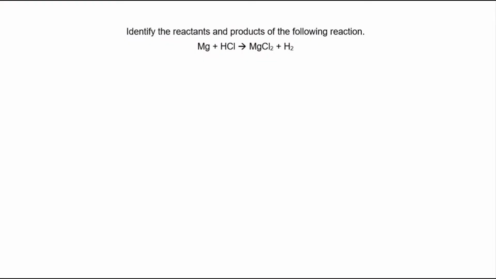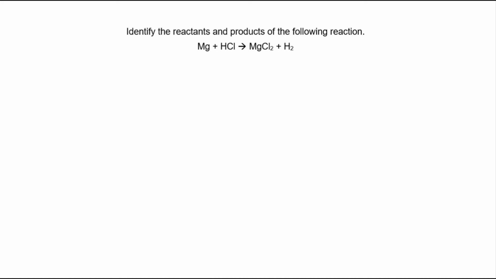Let's get started. The best way to get comfortable with chemical reactions is to start by just identifying the parts of the reaction. So let's take a look at this reaction right here, and let's simply identify the reactants and the products. There can be any number of reactants and there can be any number of products. The reactants are always going to be to the left of the arrow, and the products are going to be to the right of the arrow.